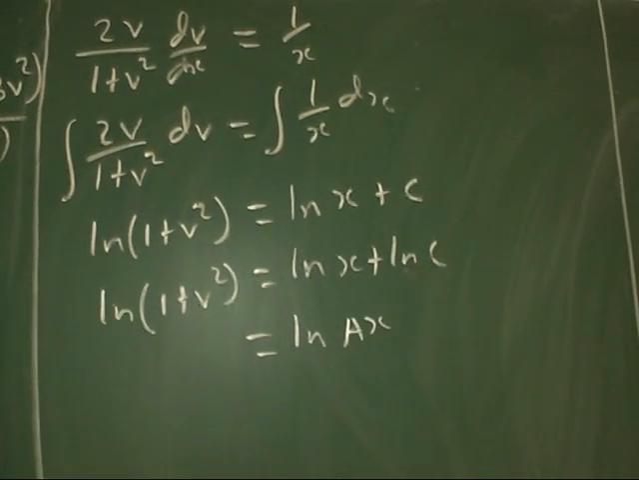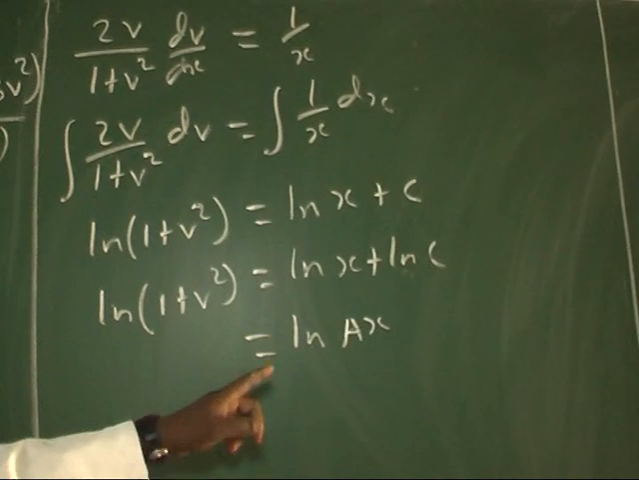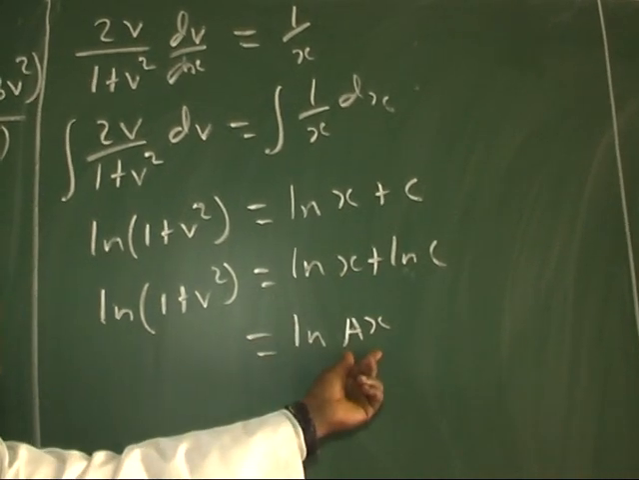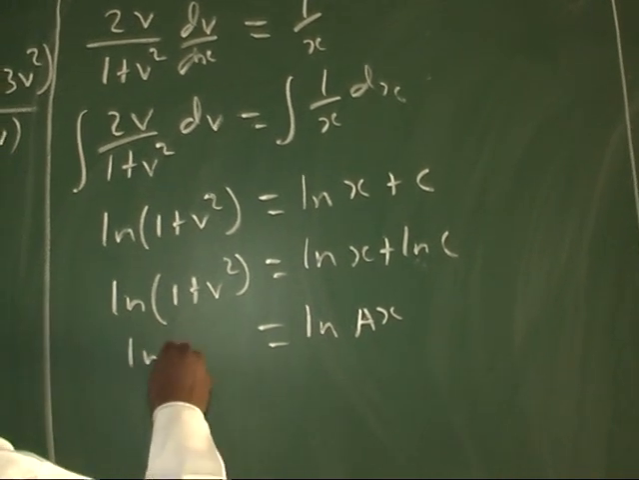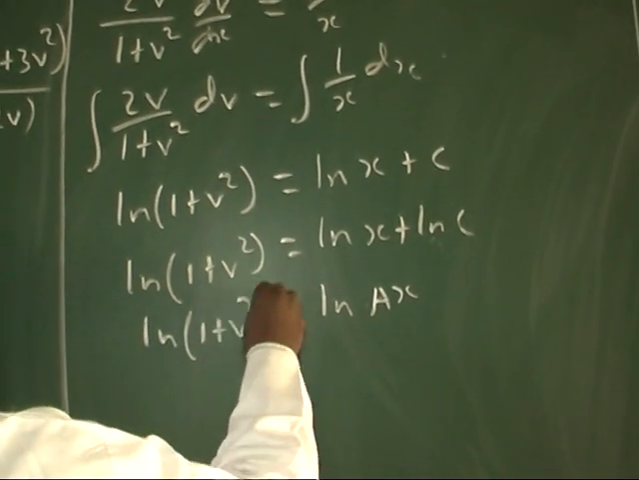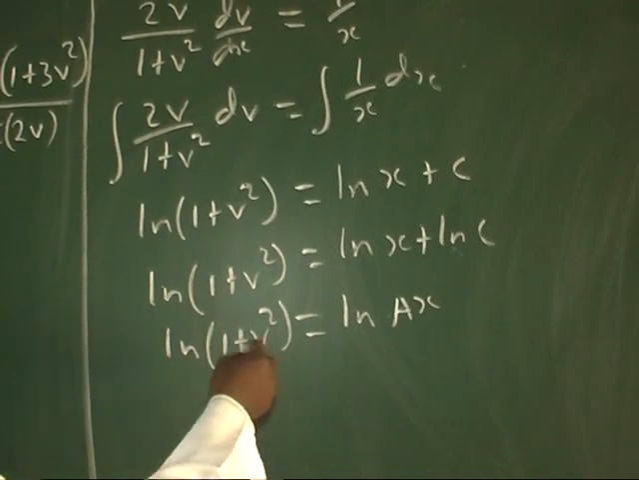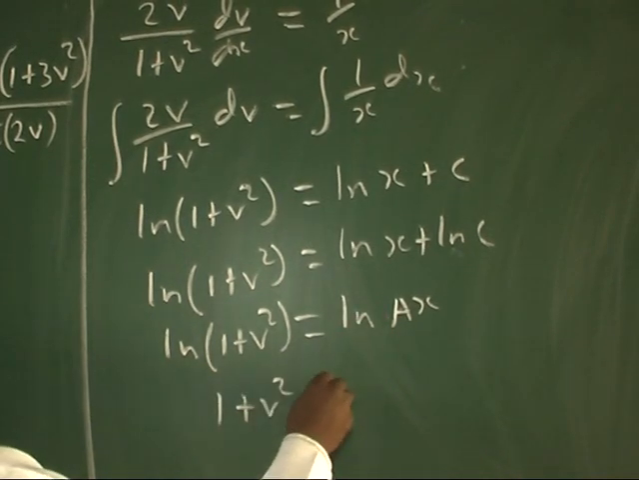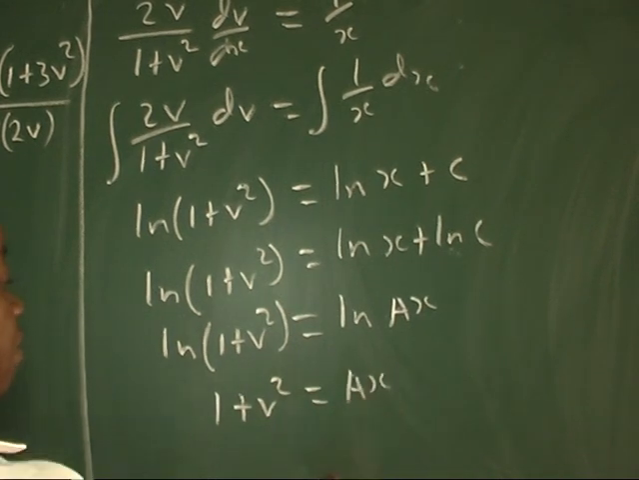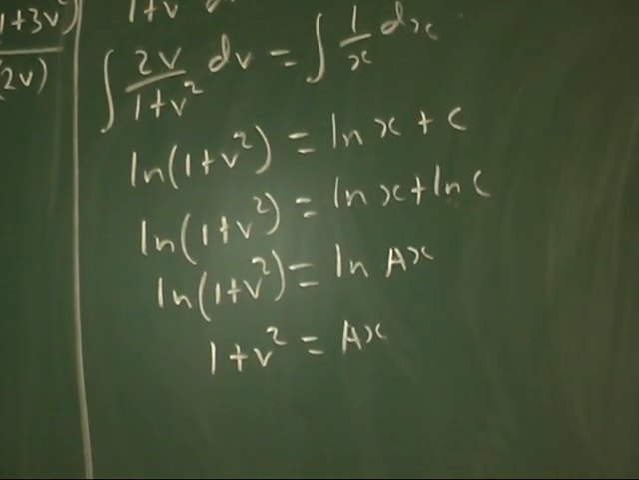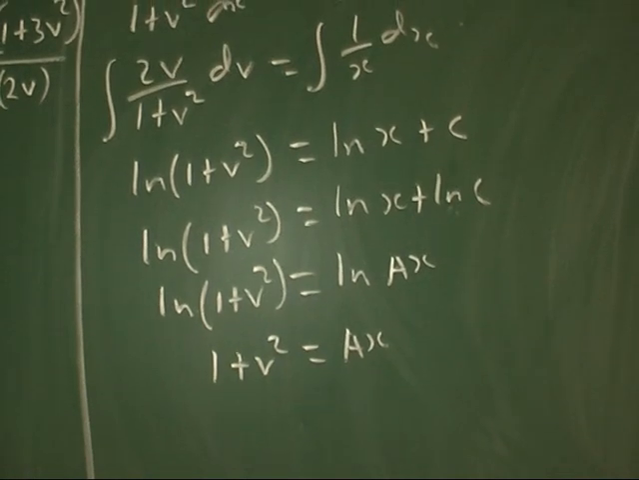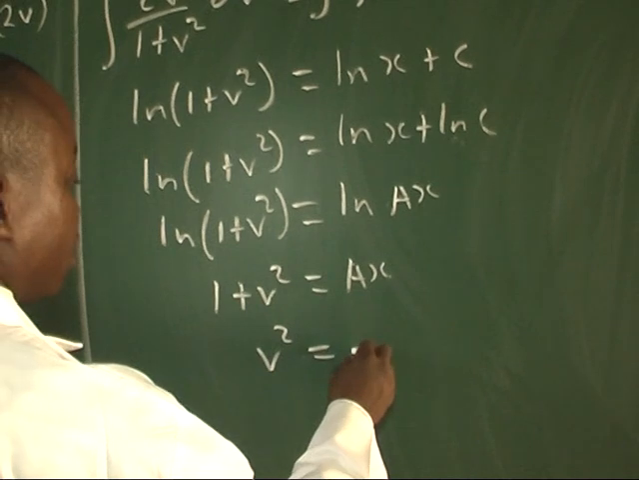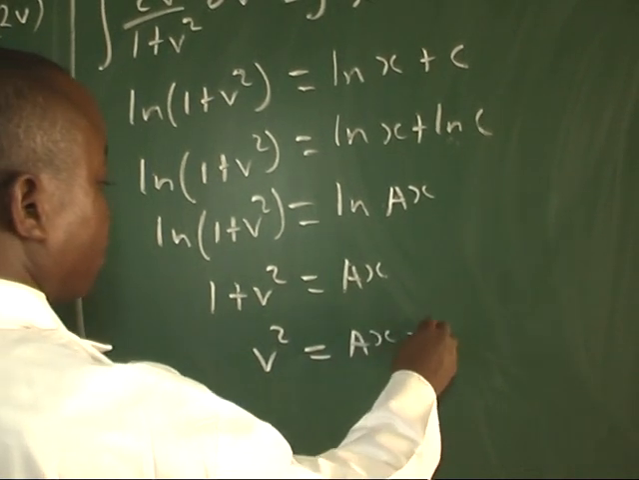Now we can write it as ln(1 plus v squared), which is equal to ln x plus ln c, is the same as ln ax. I represent this by a constant a, and then by the law of logarithms, we know when we have plus, we can multiply to have this. So ln(1 plus v squared) is equal to this. So this can cancel the ln on both sides. We have 1 plus v squared is equal to ax, which is the same as writing that v squared is equal to ax minus 1.